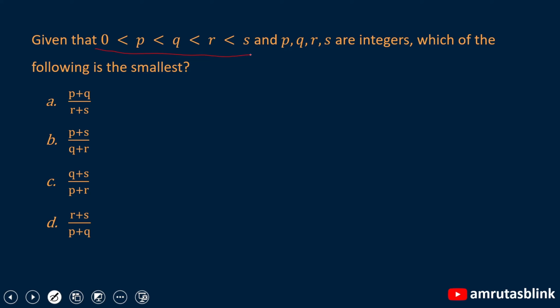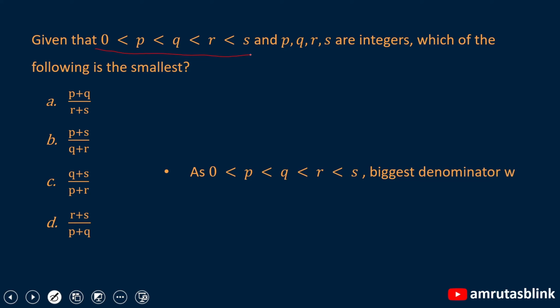First of all, these 4 integers are greater than 0. That means all these 4 integers are positive numbers. For these positive numbers, the order is given that p is less than q, less than r, less than s. That means p is the smallest and s is the largest of the positive integers. Now we need to find out which one is smallest.